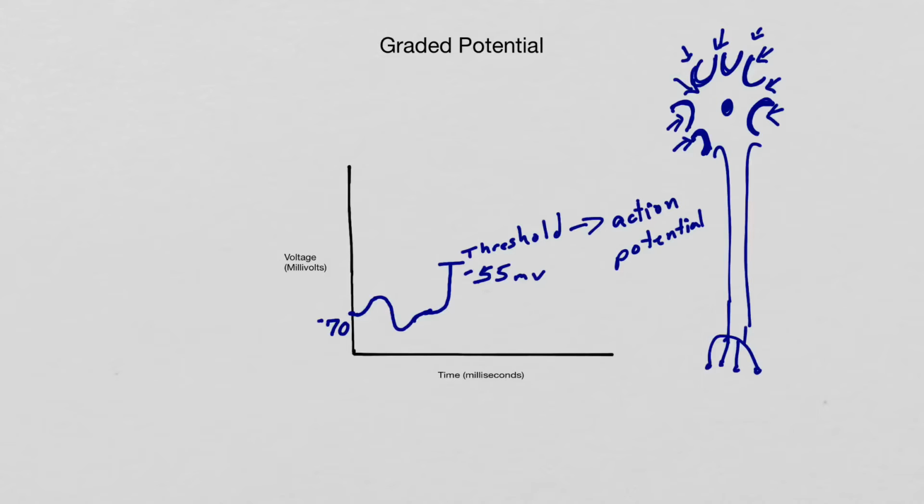And the action potential is the signal that is sent down the axon and ultimately across the synapse. So down the axon, it's going through as an electrical signal, but across the synapse, it's going to be a chemical signal.